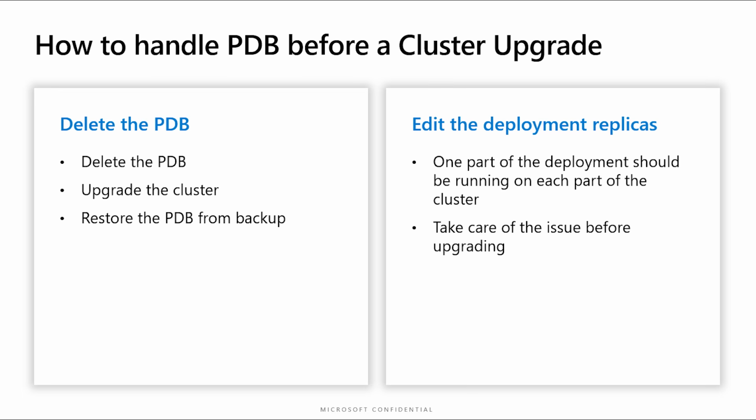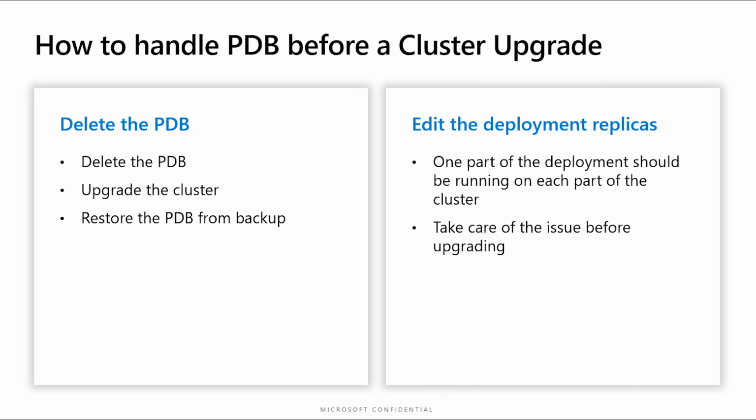The second would be to edit the deployment replicas. We can change the replicas of the deployment equal to the number of nodes in the cluster. We need to make sure that at least one pod of the deployment is running on each node of the cluster. Otherwise, the drain operation fails, resulting in the upgrade operation failing by design to ensure that the applications are not disrupted. So please take care of any PDB related issues before upgrade.